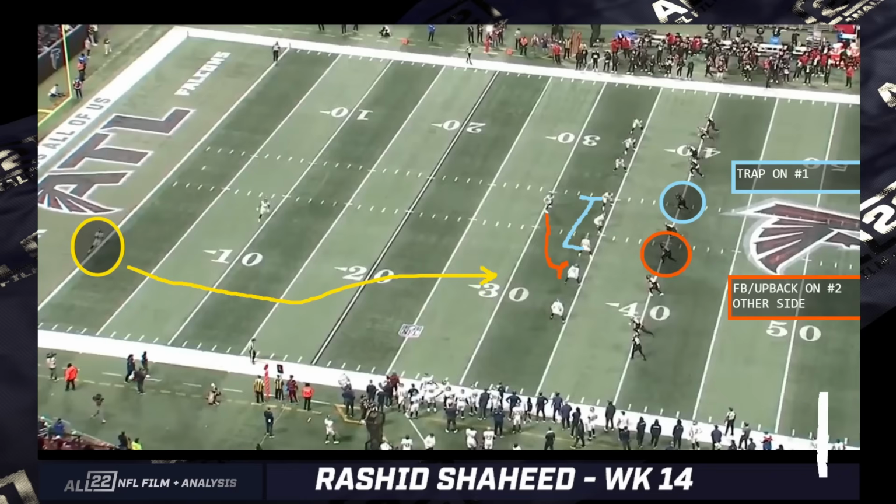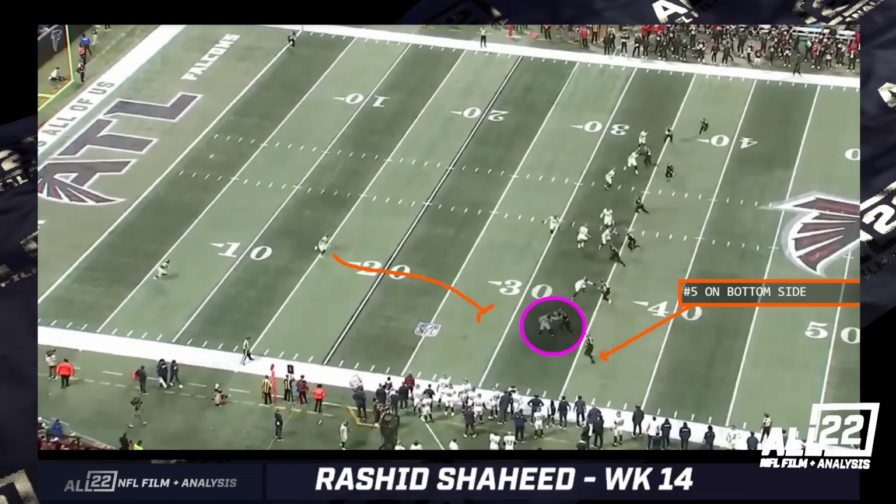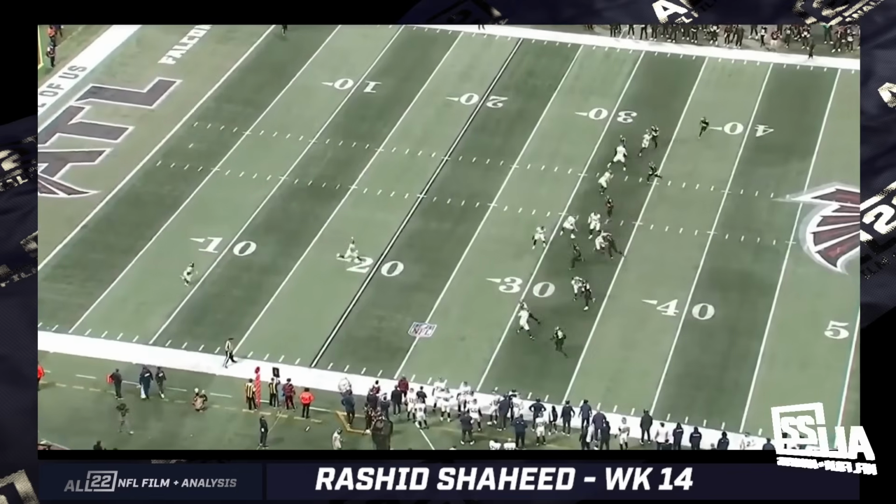I think this is all dependent on Shaheed's speed at getting through that line, getting through the initial surge of the defense, such that the players on the top side of our screen, these guys up here, can't get there in time. And in fact, they are leaving one of those guys completely unblocked on the play.